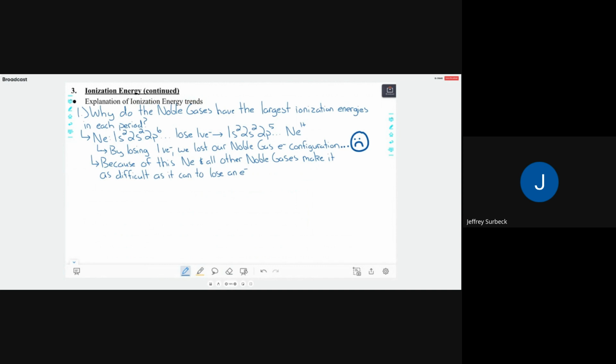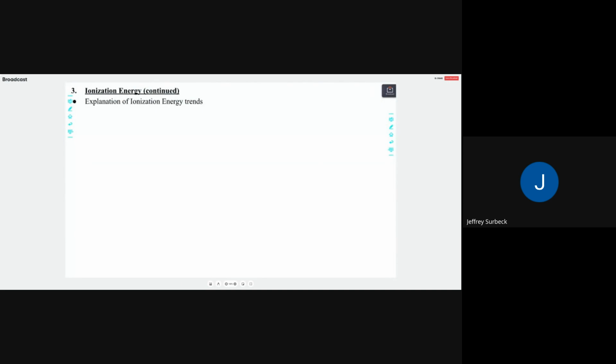So now we move on to our next point here. And I'm going to get rid of this info and make our next point. And our next point is this. Why do the members of group number 1, your alkali metals, have the smallest ionization energy?